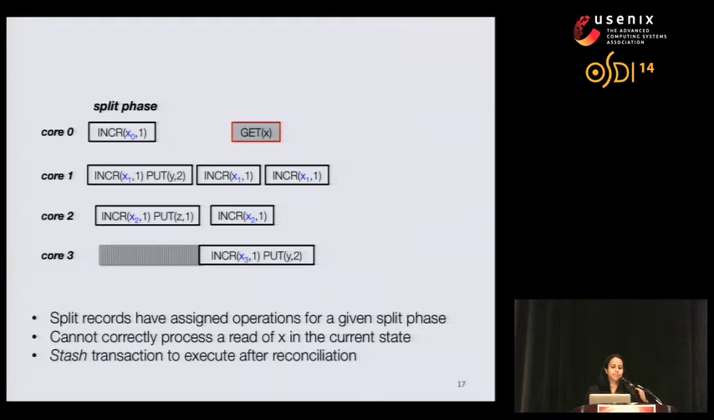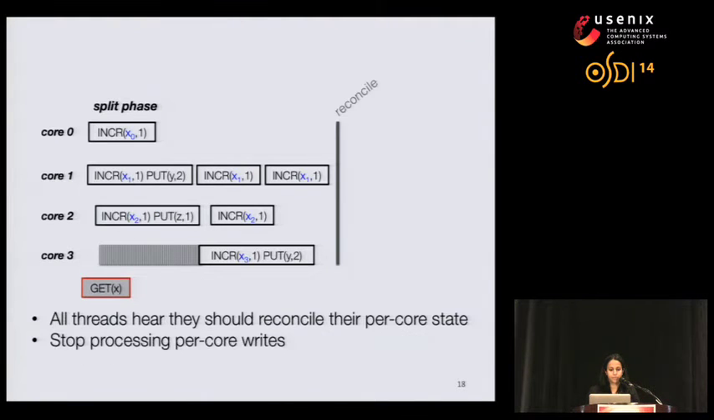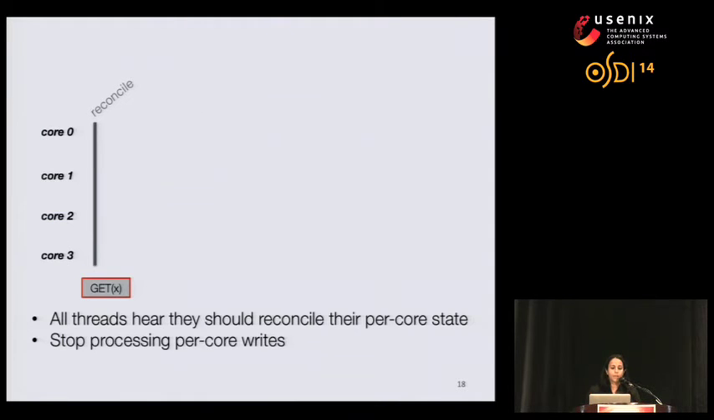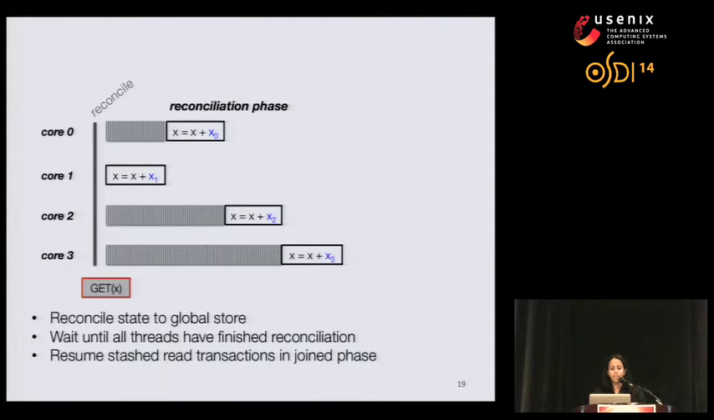So what we do is we stash this get, and we initiate a reconciliation. And so what that means is that all threads hear that they should reconcile their per-core values. They stop processing per-core writes, and then they add their local values to the global state for X. It's important to note here that reconciliation only happens for keys that have been split, and there's only one reconciliation per split key per core. So reconciliation is actually quite fast.